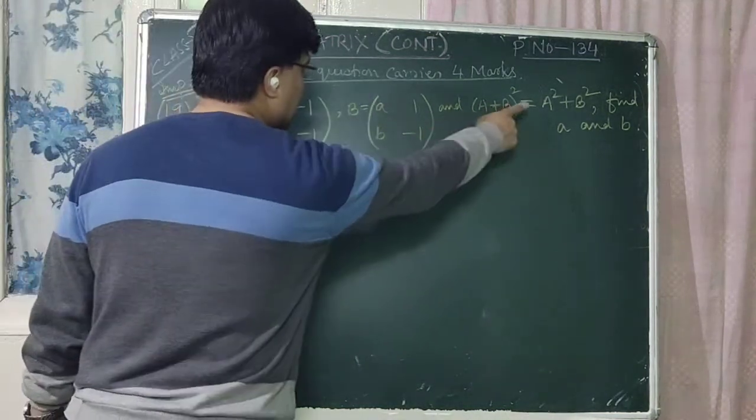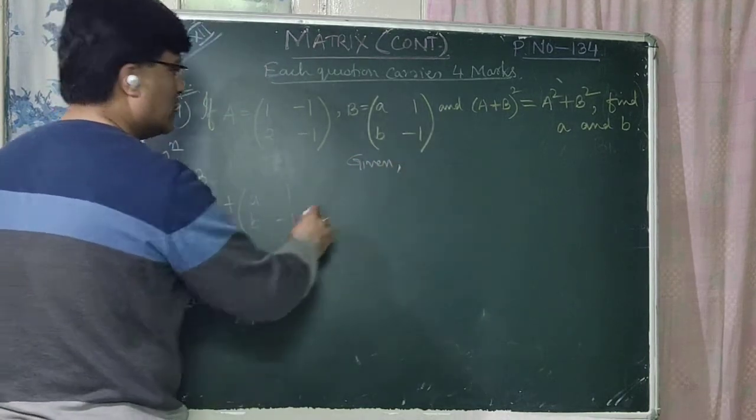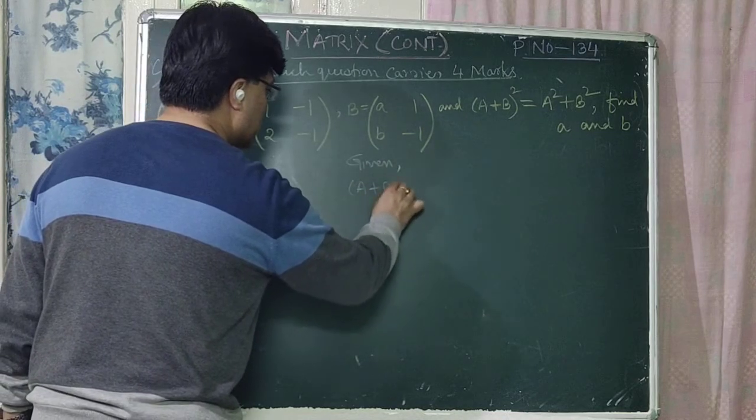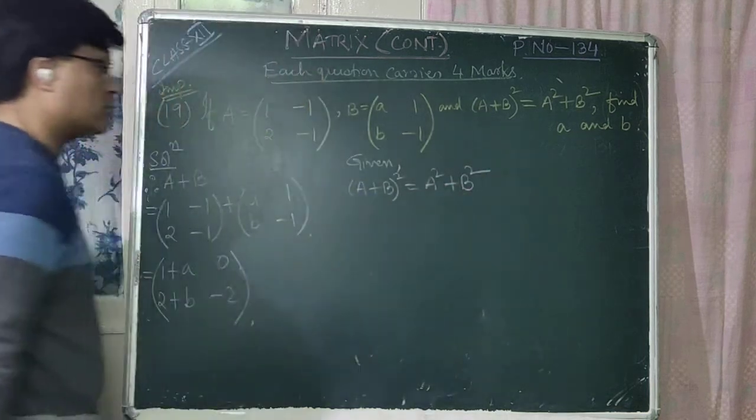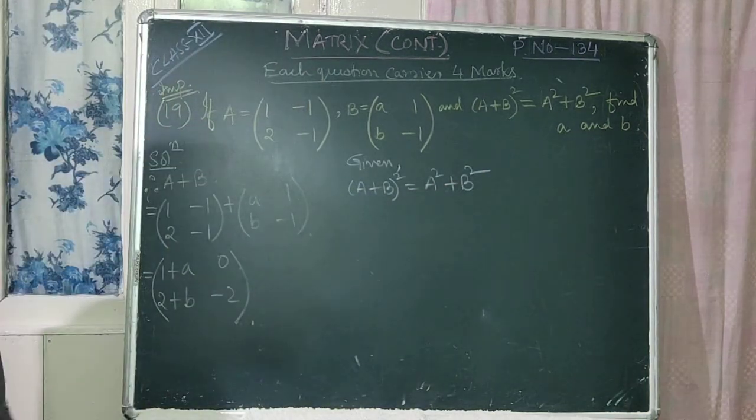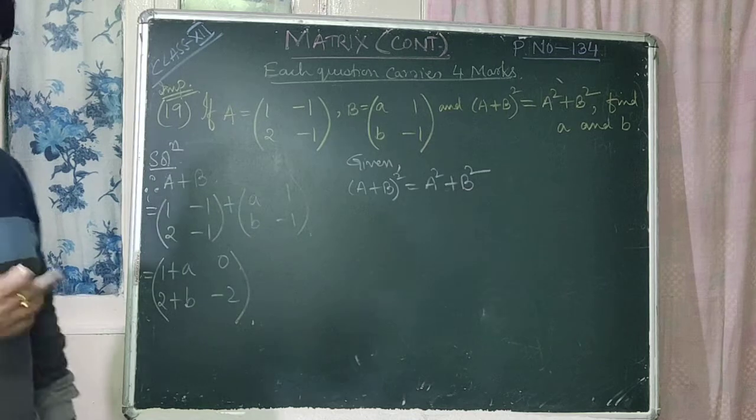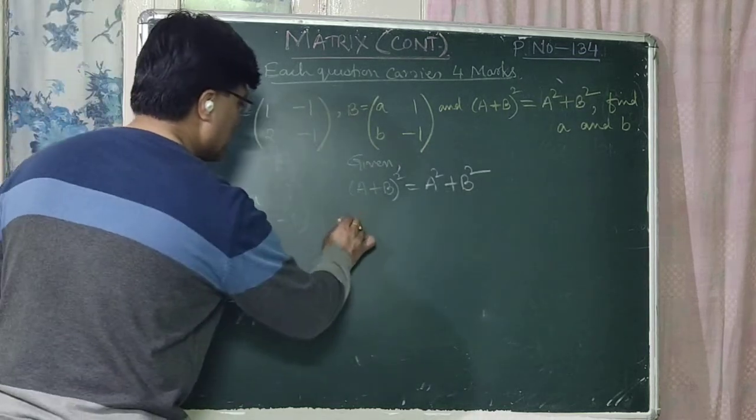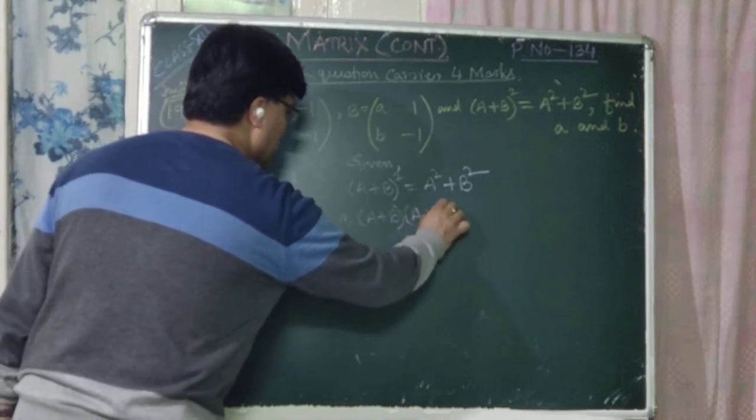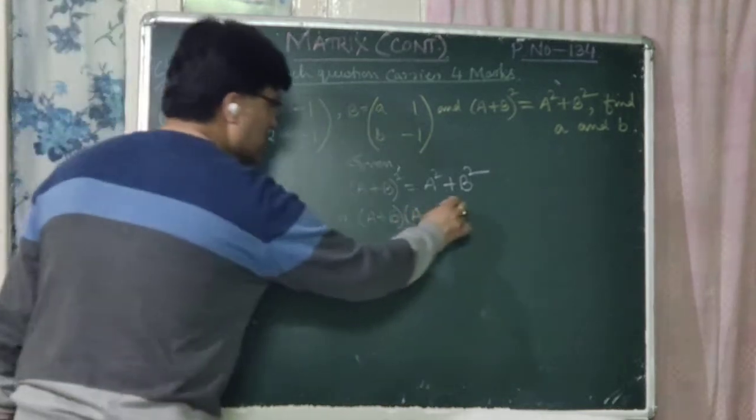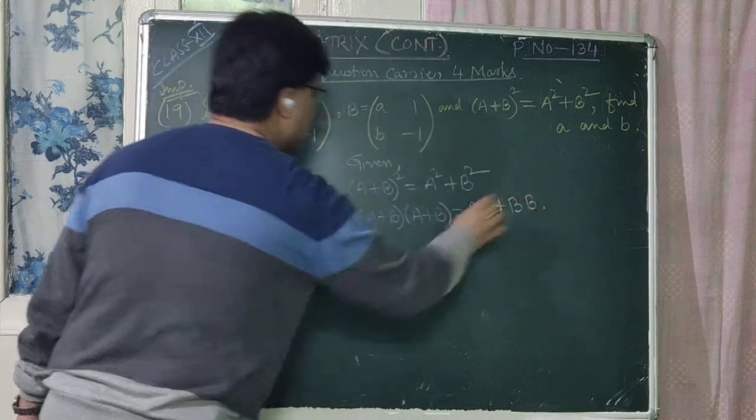So now let us write down what is given. Here given is (A plus B) whole square is equal to A square plus B square, right? So matrix (A plus B) whole square is equal to matrix A square plus matrix B square, right? So what is (A plus B) whole square here? It should be (A plus B) into (A plus B), right? Which is equal to, what is A square? A dot A plus B dot B.